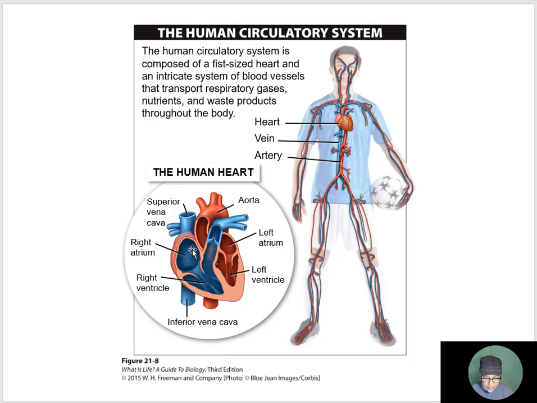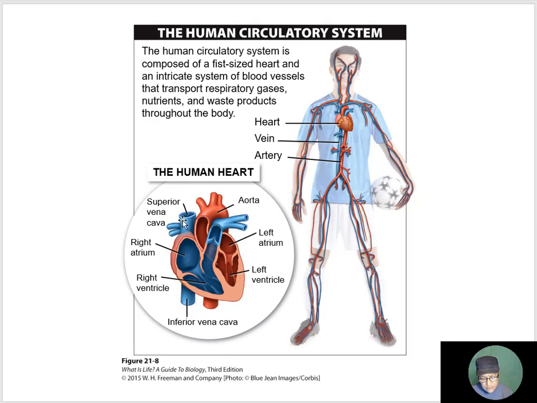So this is another view of the heart sort of sliced in half. And now let's sort of start adding some names to vessels so that you can understand where they are and what they do. So here we have the right atrium, all right? This is where the deoxygenated blood comes into the heart. And the deoxygenated blood comes into the heart through two major vessels.